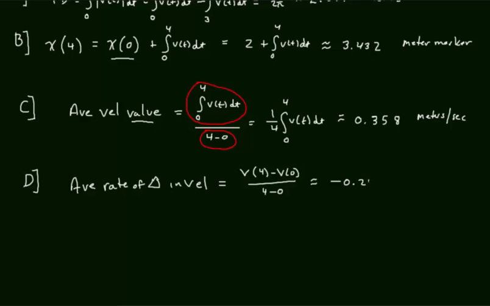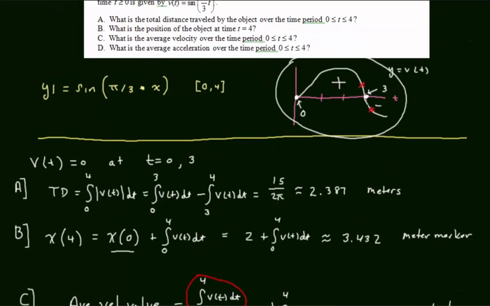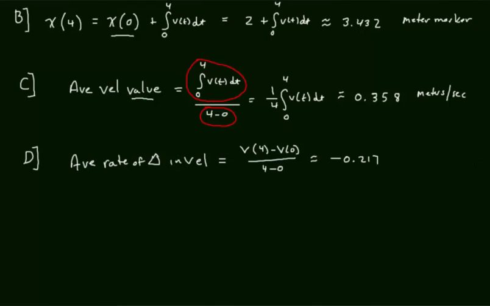And that's going to come out to be a negative 0.217. That negative should actually make sense, because if I'm finding the average rate of change of this velocity function, then it's going to be equivalent to the slope of the line connecting the endpoints, and that slope is clearly negative. Units on this would be meters per second squared. The numerator would be meters per second because it's velocity, and the denominator would be seconds. So meters per second divided by seconds, meters per second squared.